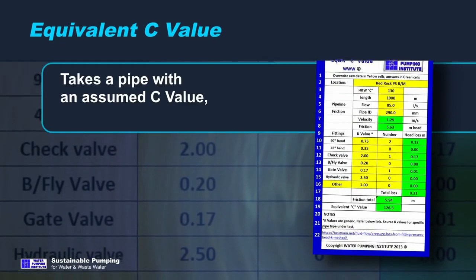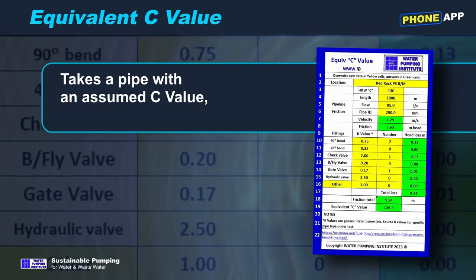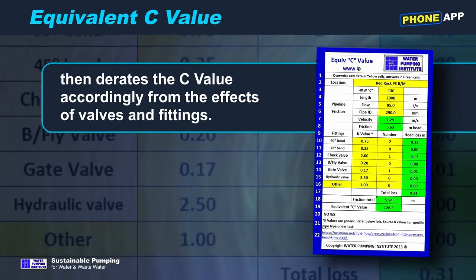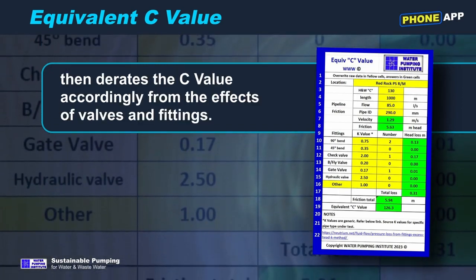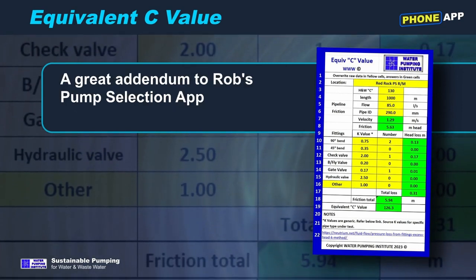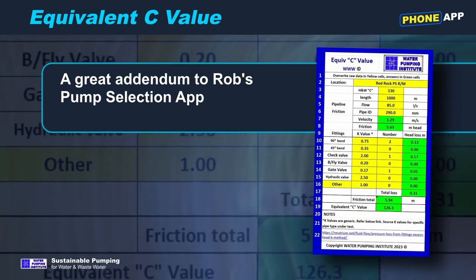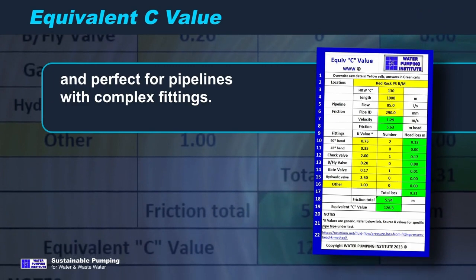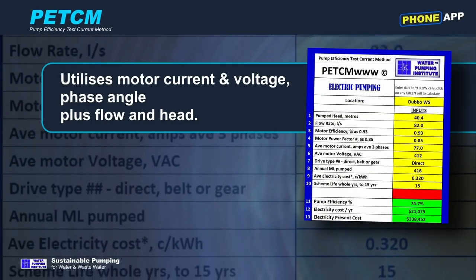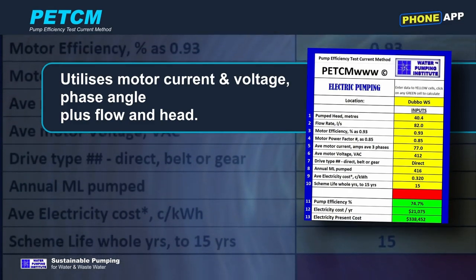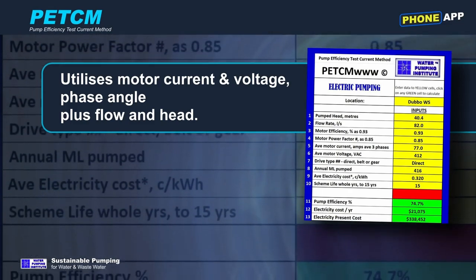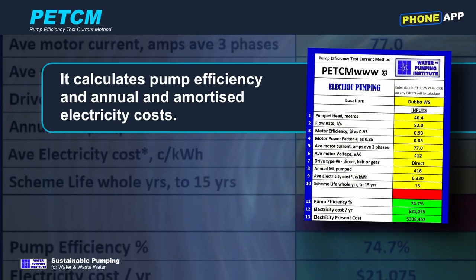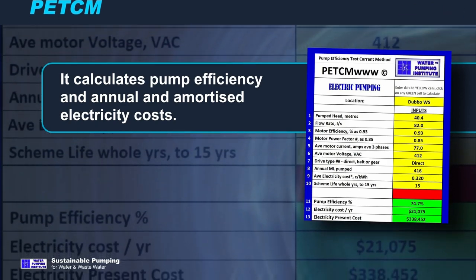The equivalent C-value calculator takes a pipe with an assumed C-value, then derates the C-value accordingly from the effects of valves and fittings. This one's a great addendum to Rob's pump selection app and perfect for pipelines with complex fittings. The pump efficiency test current method utilises motor current and voltage, phase angle plus flow and head. It calculates pump efficiency and annual and amortised electricity costs.